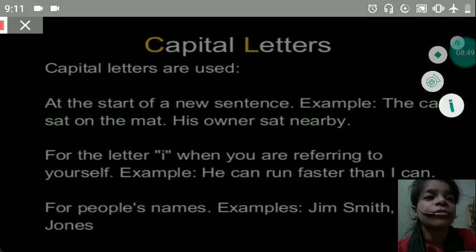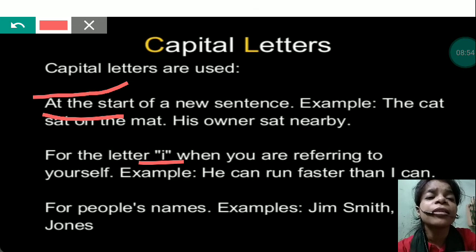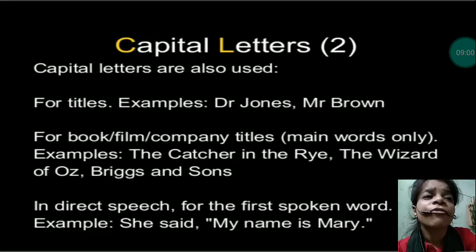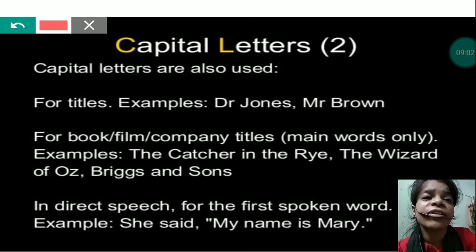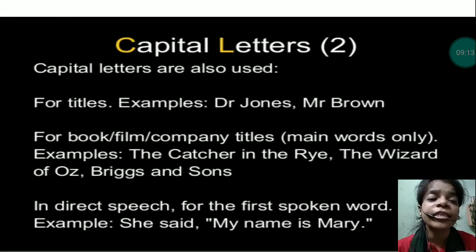First, it is used to begin a sentence. Second, I is always in capital. Third, people's names, meaning proper nouns, are always in capital. Fourth, whenever we write a title, we write it in capital letters. Fifth, with the names of any book, film or company. And sixth, whenever we write direct speech, we start that direct speech with a capital letter. So these were the different types of punctuation marks and their uses.